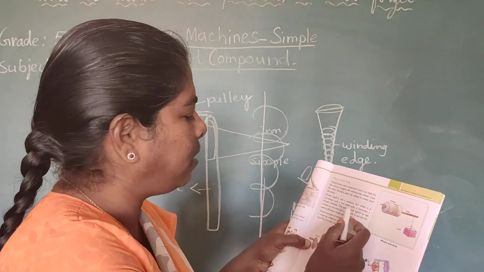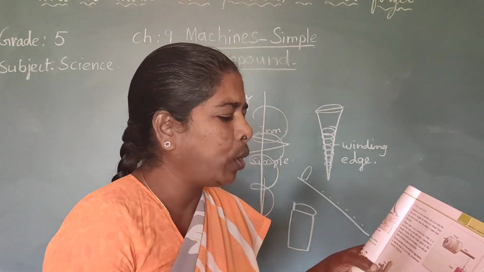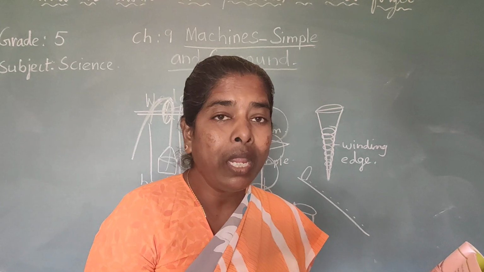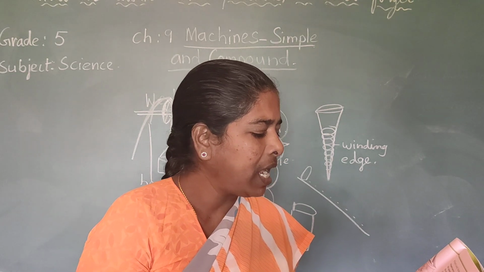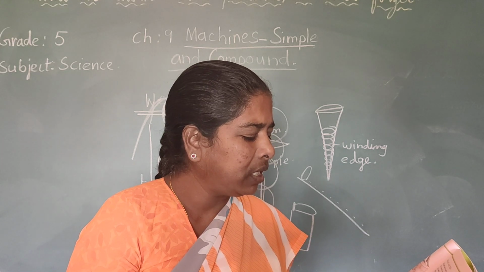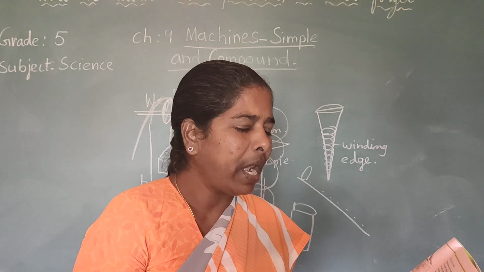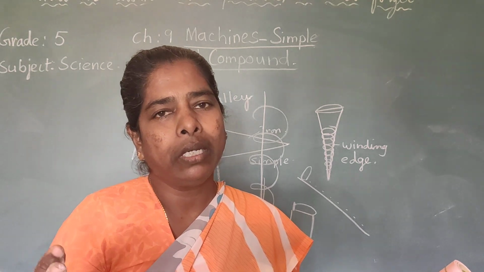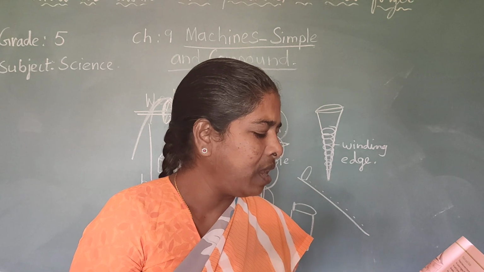So, next page, see children, page number 125. Wheel and axle. Wheels have a very important role in our daily life. We cannot imagine life without the wheel. Even early humans used the wheel to make their life easier. Now we are also using wheels. Early man also used this and made their life easier.